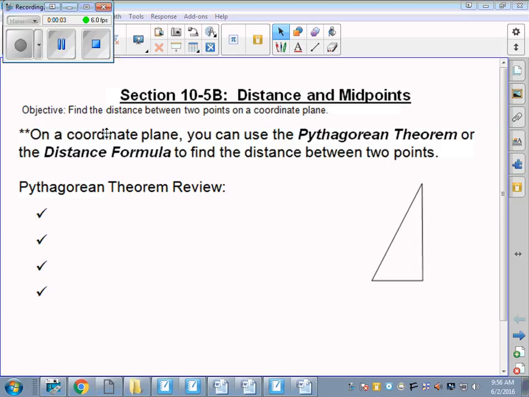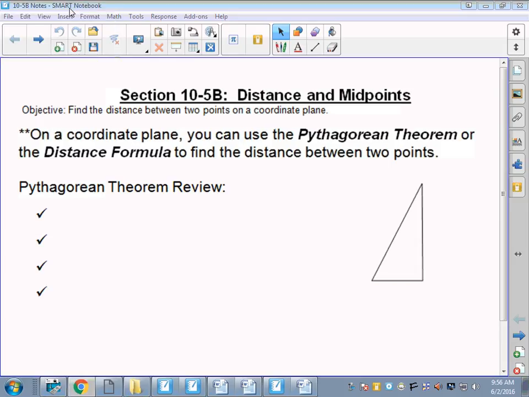Hello and welcome to section 10.5b. We're going to do a little bit of distance formula. I really should take off "and midpoint" because let's do midpoint with 10.5c.